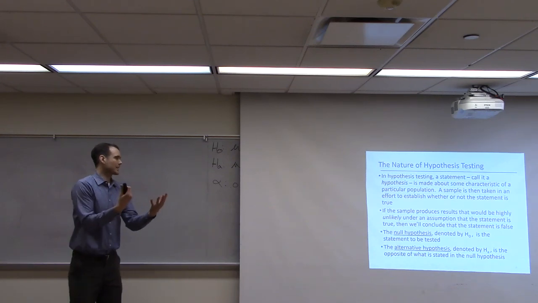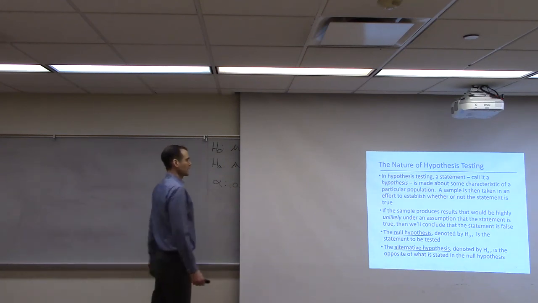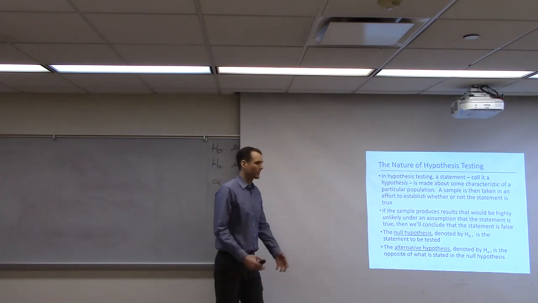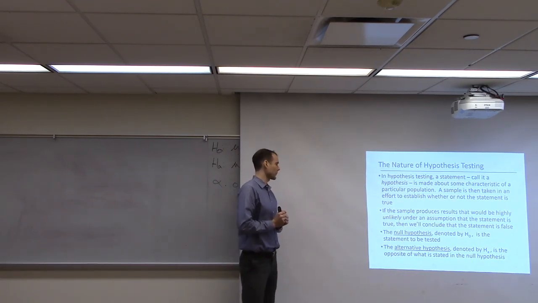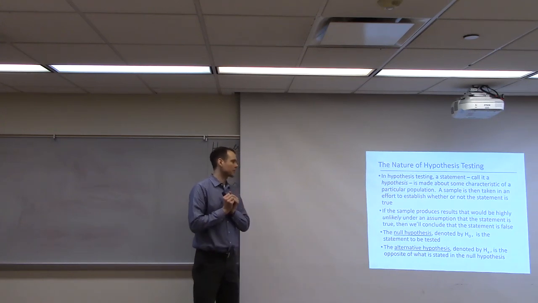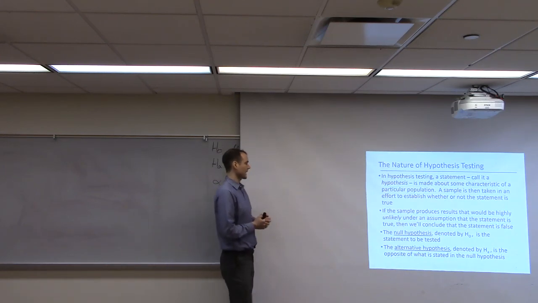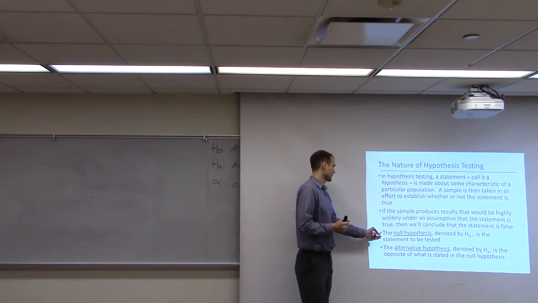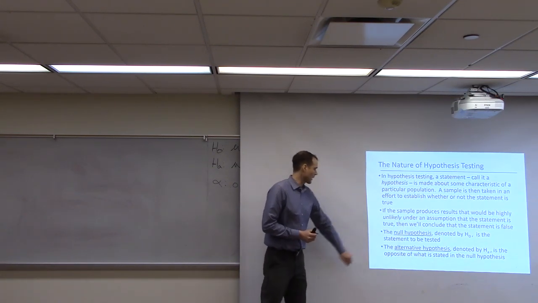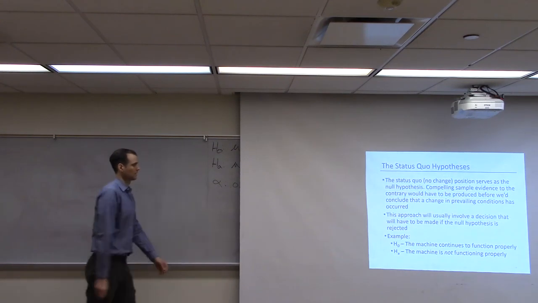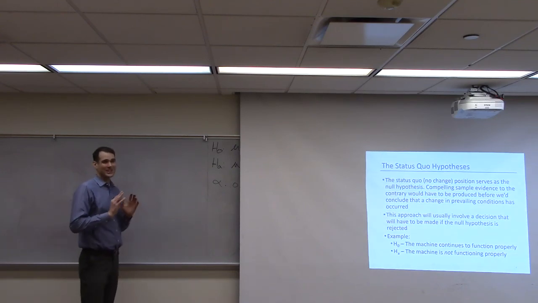All right, so in hypothesis testing we make a statement, let's call it a hypothesis. Then a sample is taken in an effort to establish whether or not that statement is true. If the sample produces results that would be highly unlikely under the assumption that the statement is true, we conclude that the statement is false. We set this up with a null hypothesis denoted this way, and an alternative hypothesis denoted that way. Sometimes people call the null hypothesis the status quo hypothesis.